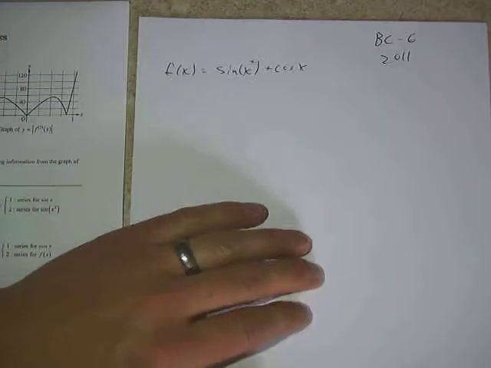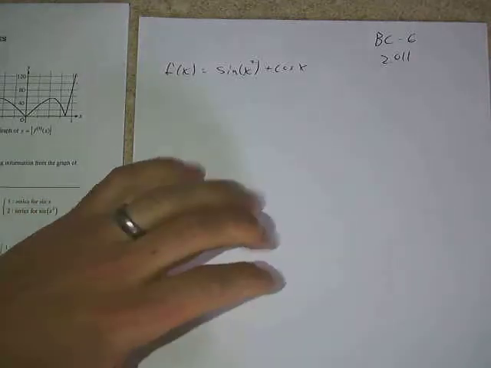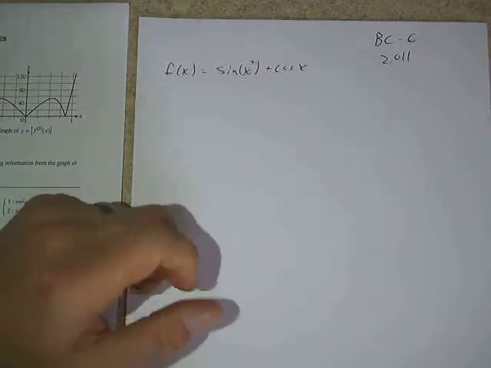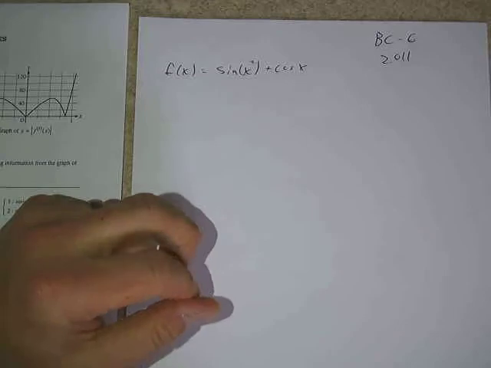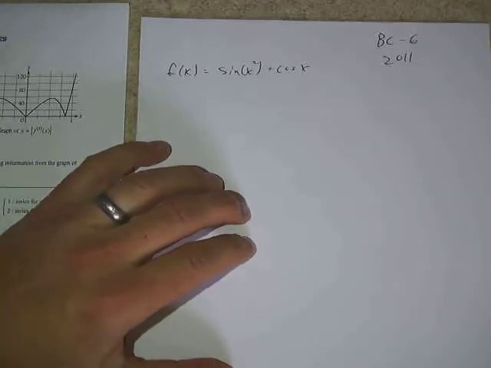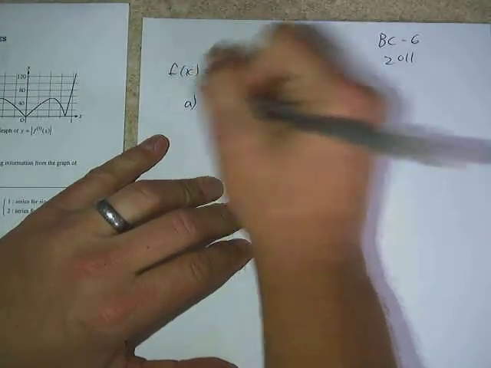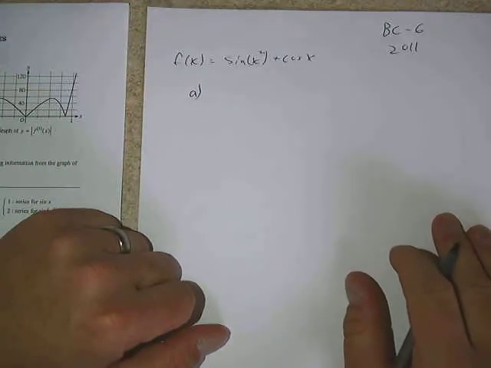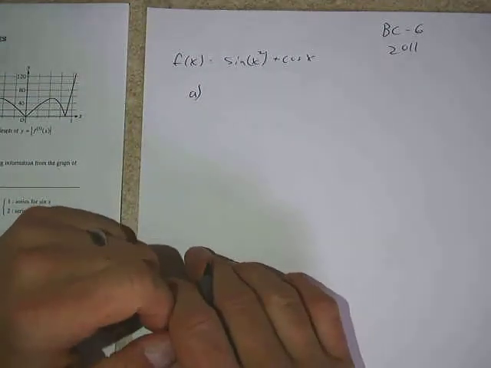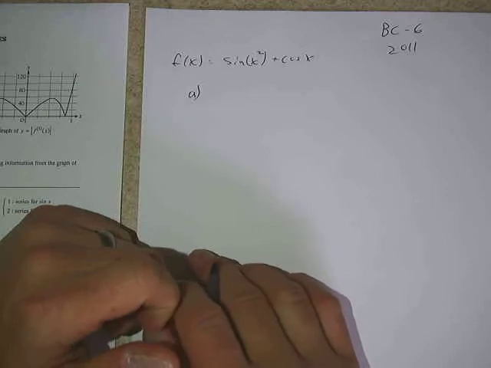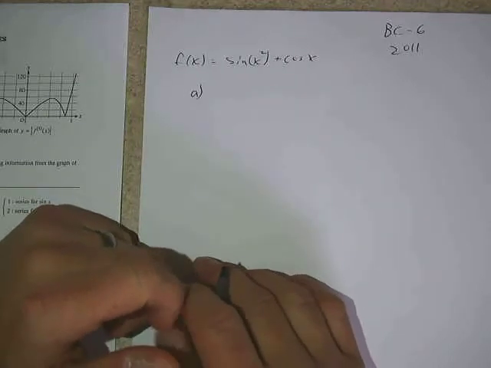For number 6, we have a function f of x equals sine x squared plus cosine x. And we also have the graph of the absolute value of the fifth derivative of f. Keep that in mind. May or may not need that right now, but ultimately we have a graph of the fifth derivative, so keep that in mind.